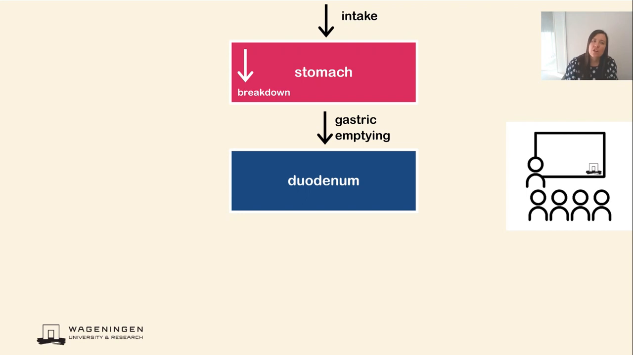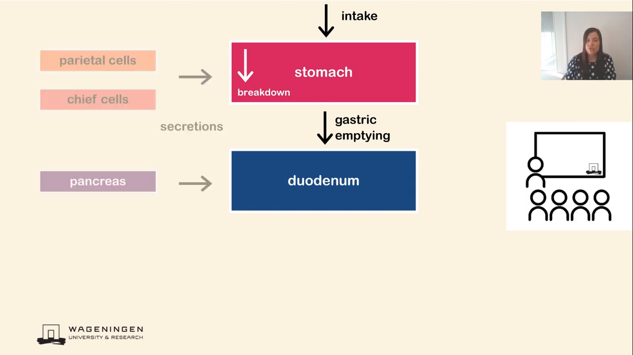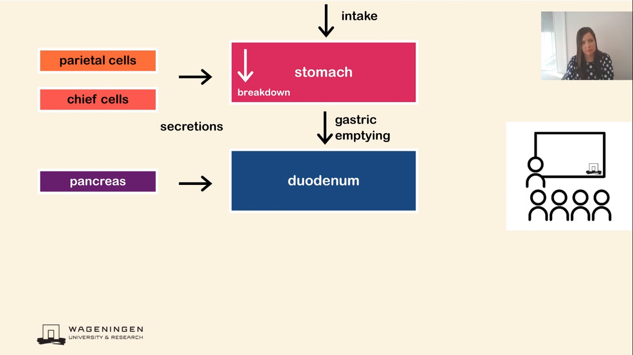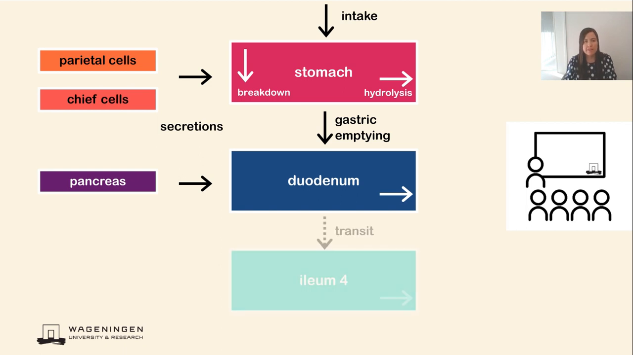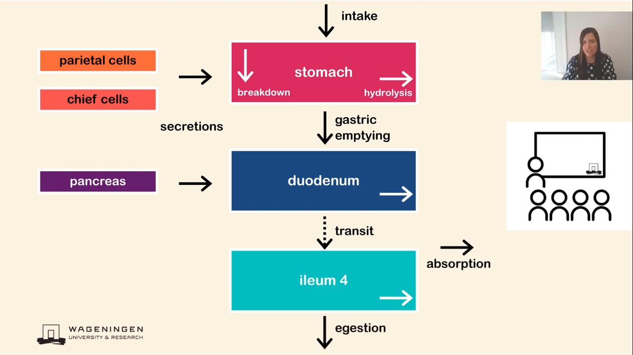We have incorporated these concepts into a model created for educational purposes at the university. This model is designed to simulate protein digestion. Here, what we do is simulate intake within the stomach, breakdown of the particles, as we have mentioned before, and gastric emptying into the duodenum. We also simulate secretions from the parietal cells and chief cells into the stomach, as well as from the pancreas into the duodenum. Within the different compartments, we simulate hydrolysis of protein and peptides, as well as transit through the small intestine and absorption and digestion of nutrients.